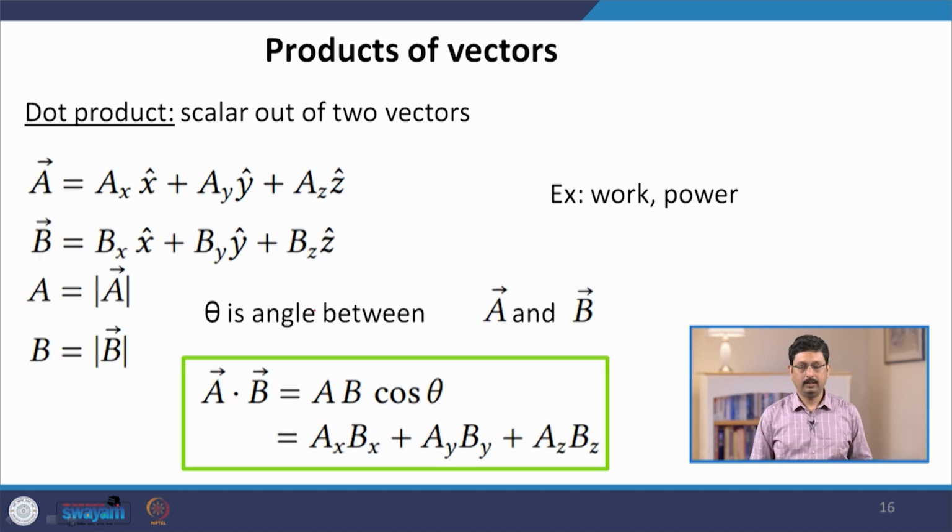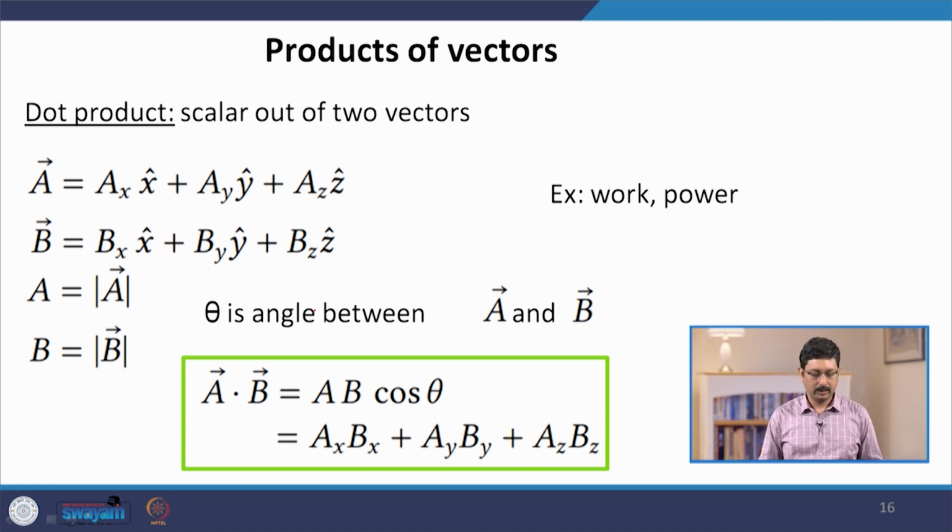Next we go to the multiplication of vectors, sometimes called products of vectors. We will discuss three kinds of products in this and the subsequent lectures.